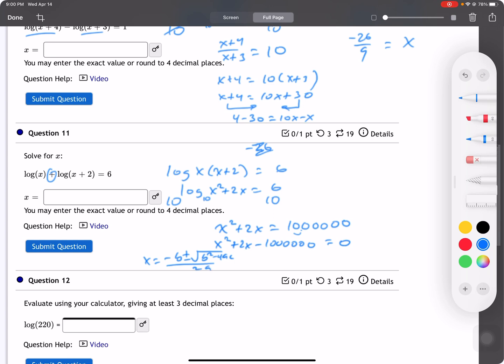So this one came out to be kind of a big problem there. So x equals negative 2 plus or minus the square root of 2 squared minus 4 times 1 times negative 1 million, all over 2a, which is 2. And that's just some calculator answer.